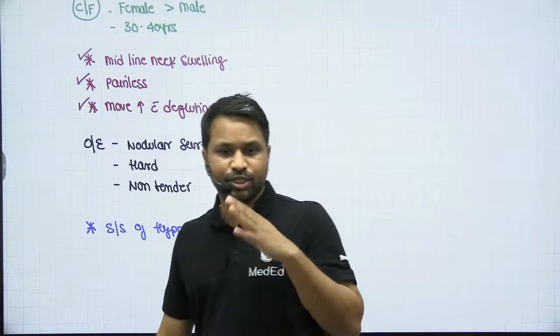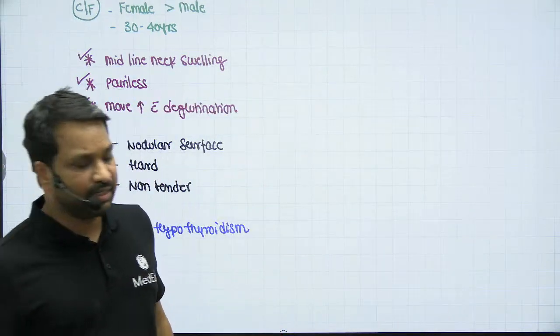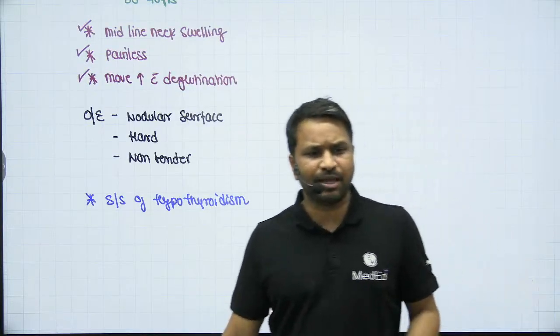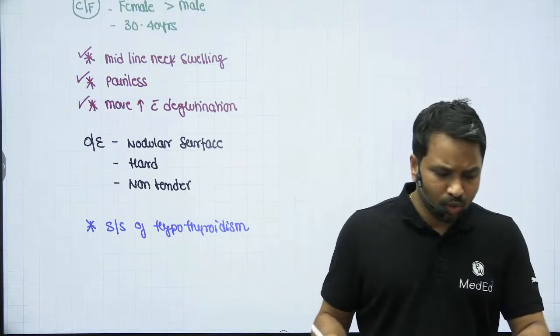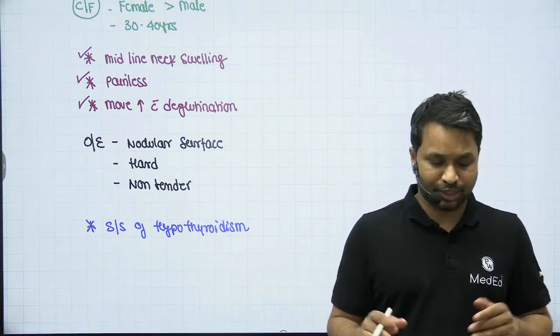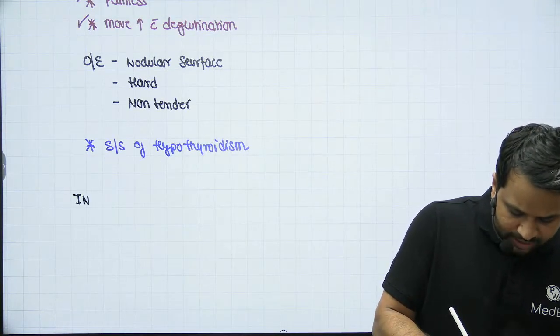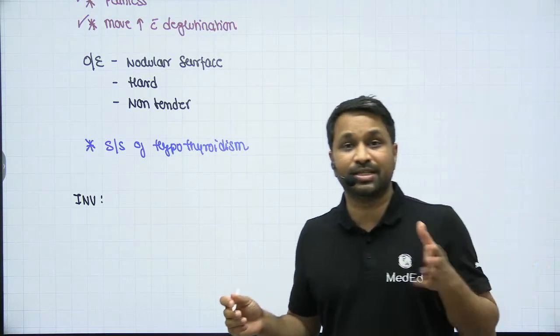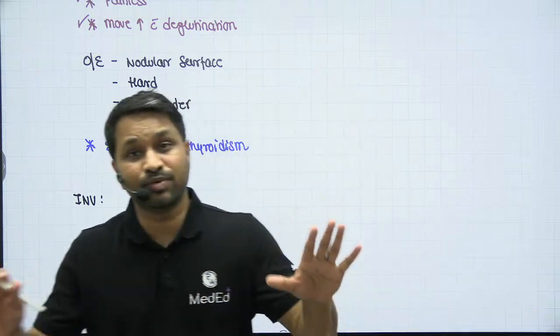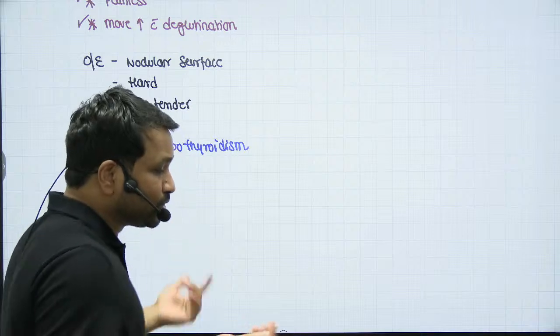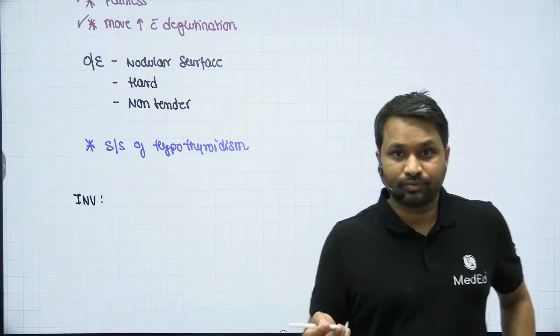On examination, you have a nodular surface, hard in consistency, non-tender when you palpate it, and there are signs and symptoms of hypothyroidism as well. How would you like to evaluate this patient? When you have a patient like this, how would you like to investigate? We have already dealt with enough scenarios like this. Swelling in the midline of the neck, moves upwards with deglutition, remains painless, with features of hypothyroidism. So what will you do?